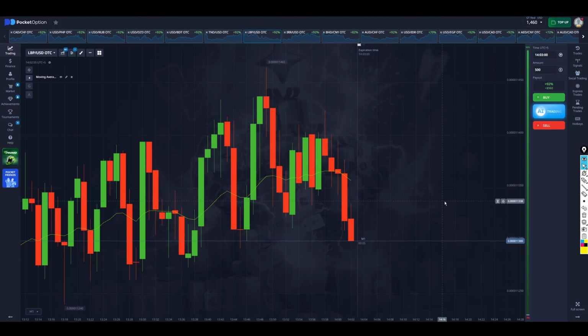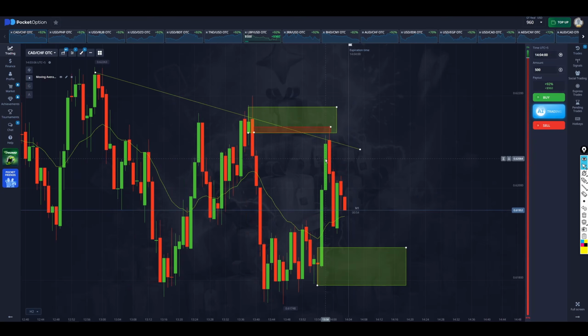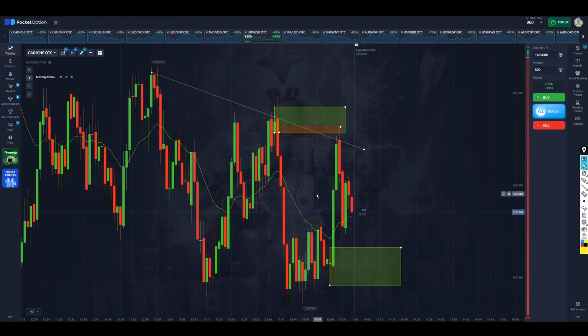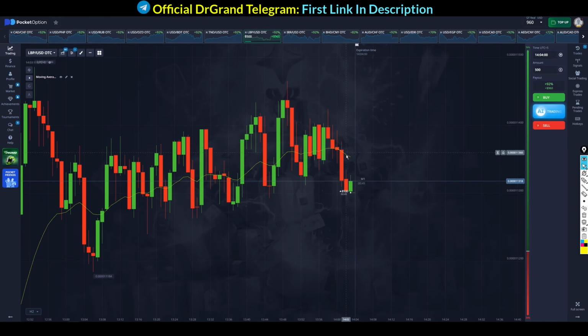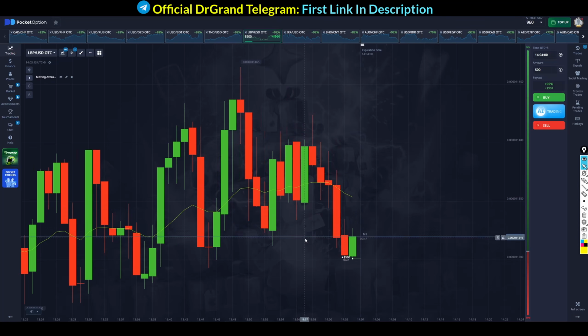Today I'll try to take some trades based on candlestick psychology, and I'm looking to take my first trade right here. I've been looking at the chart and I found some amazing setups that already worked, and I want to explain them to you as well.